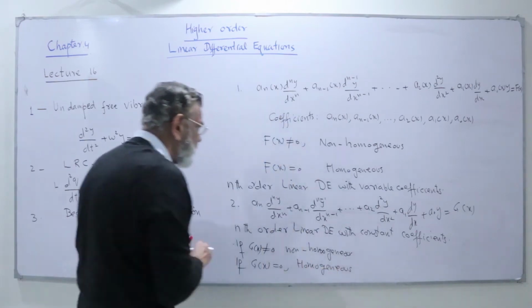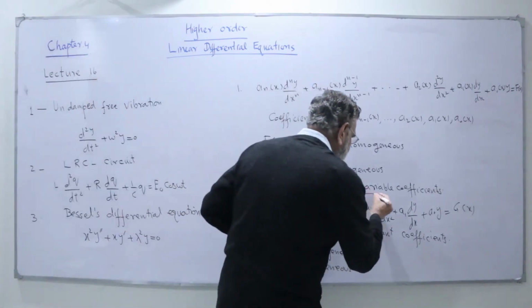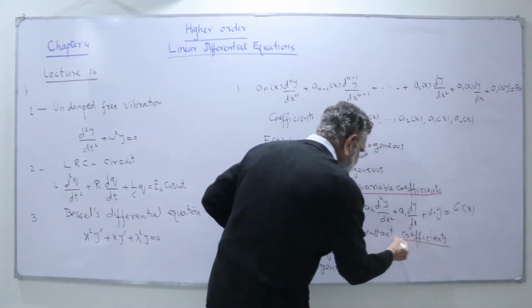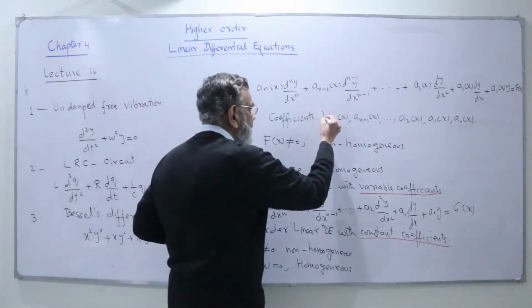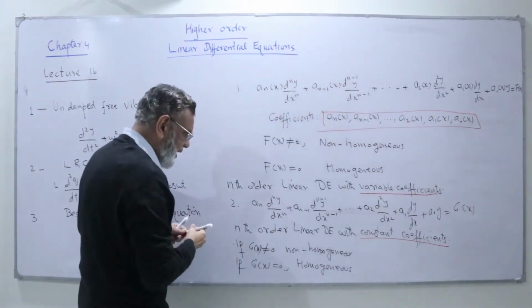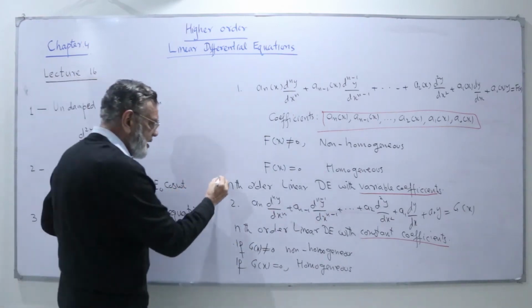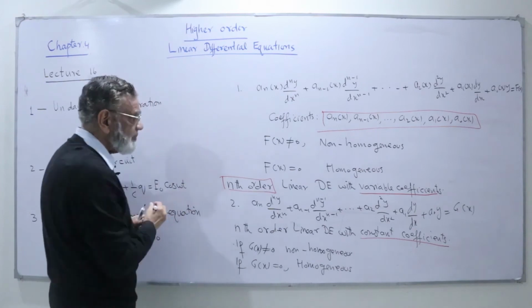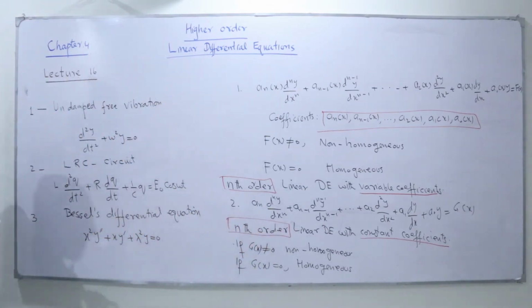So we have two types of differential equation: number one, the equation with variable coefficients, and the equation with constant coefficients. These are our a's, our coefficients. Here they are functions of x, so we say variable coefficients, and here our a's are constants. Both are nth order differential equations. But as I told you, we mostly have equations which are second order. I give you an example for that.